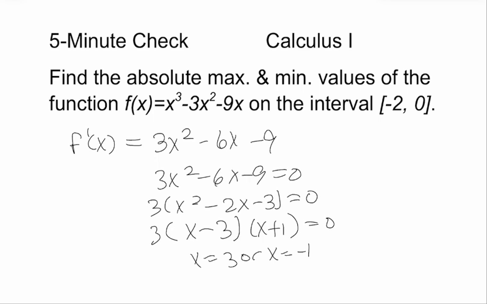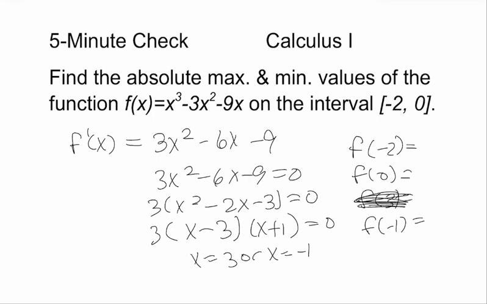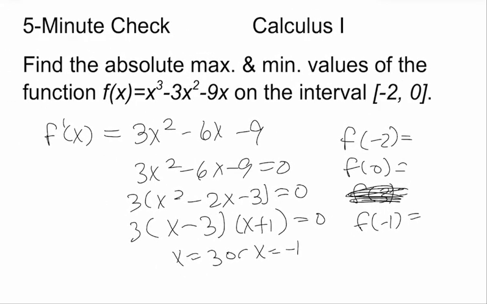So all we have to do is plug in the endpoints and the critical numbers that are in that interval into the original function. Is 3 in that interval? No. So let's cross that one out. Is -1 in that interval? Yes. So we're going to use that. Okay. Now, again, you're plugging into the original function.